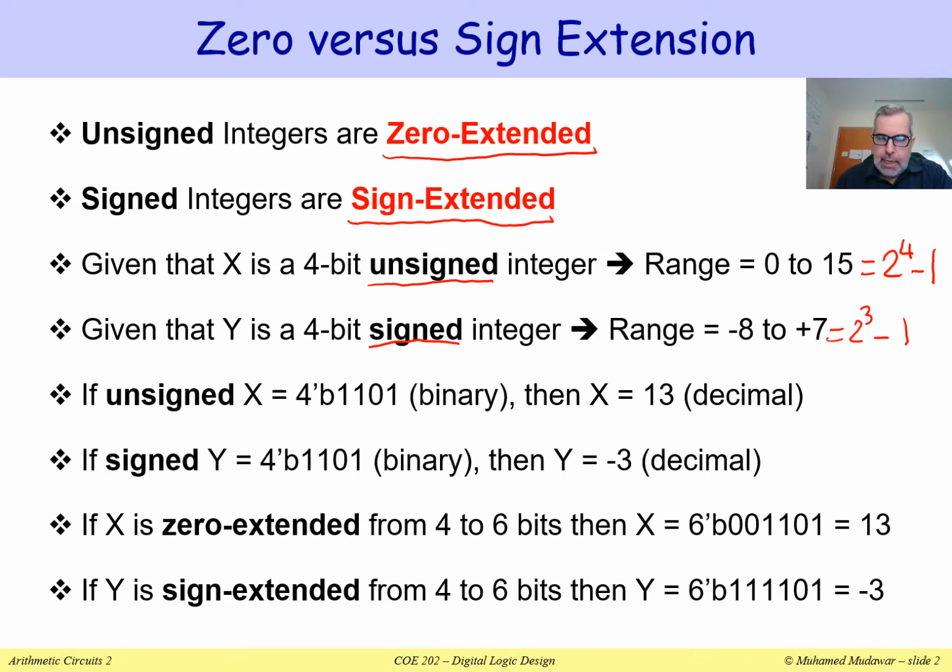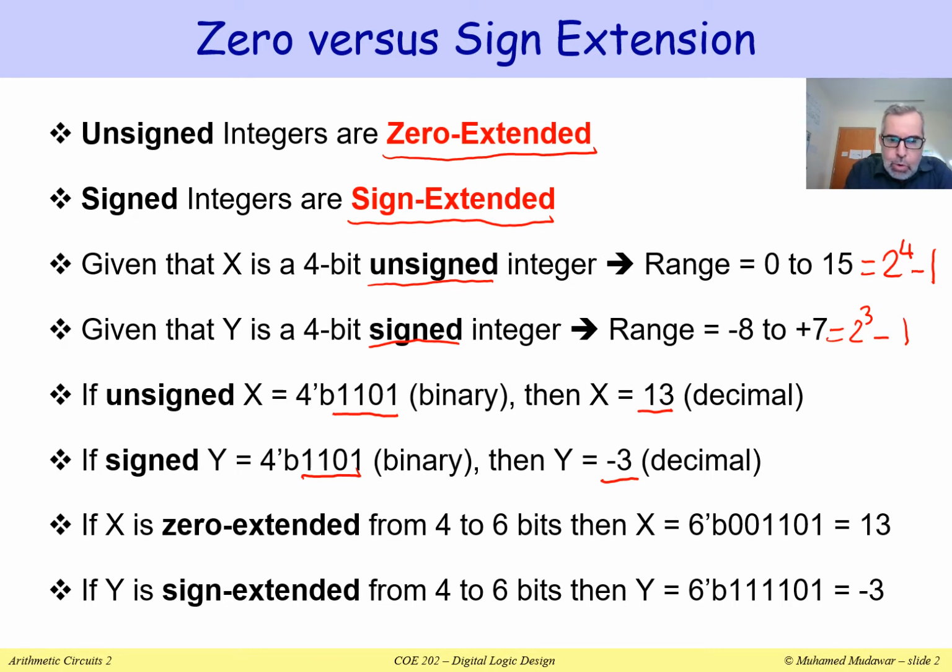Now, for example, if x is equal to 1101 in binary, then the decimal value, when you convert it from binary to decimal, will be equal to 13. On the other hand, if y is equal to 1101, it has exactly the same bits, but y is signed, then the decimal value will be -3. So even though the binary representation is the same, the decimal value is different because y is signed.